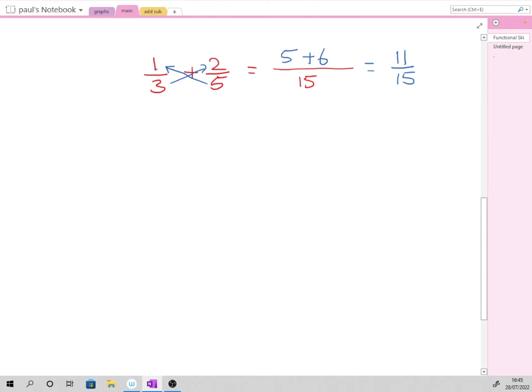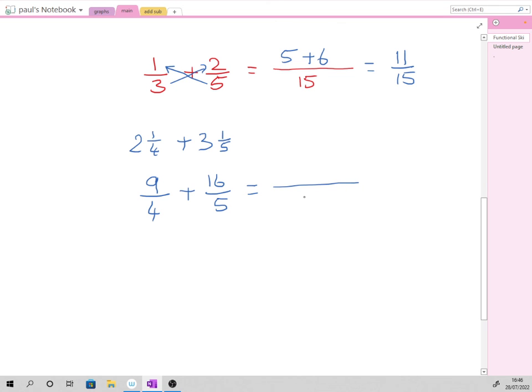Okay, so you may have to change a mixed into a top heavy before you do this. So let's do 2 and a quarter plus 3 and a fifth. So we need to change these into top heavy. 4 times 2 is 8 plus 1 is 9 over 4. 5 times 3 is 15 plus 1 is 16 over 5. Right? So now we've got two top-heavy things, but the denominators are not the same. So we cross-multiply. Let's hope the numbers don't get too big.